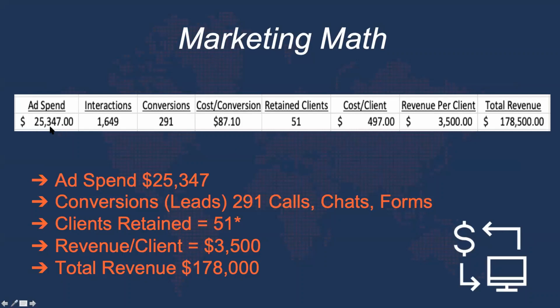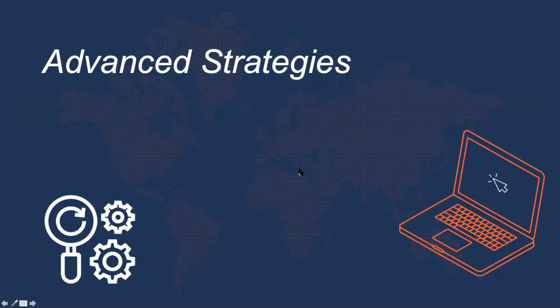Again, let's do a little simple marketing math. In the example we showed before, we spent $25,000 for 1,600 clicks, 291 conversions. Our cost per conversion was $87. We retained 51 clients. The cost per client was $497. So that's pretty good. If you're in personal injury, or for this client, that's a great number because their average client is somewhere between $3,500 to $5,000. And then obviously they have some huge clients and some smaller clients. So the revenue per client, $3,500. So their total revenue, $178,000. So that's an awesome month for these guys. They're thrilled when they get those kind of numbers.